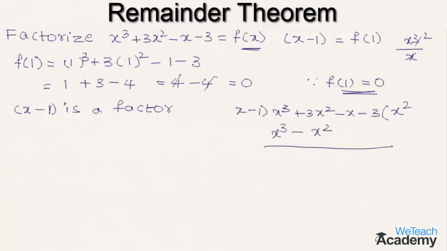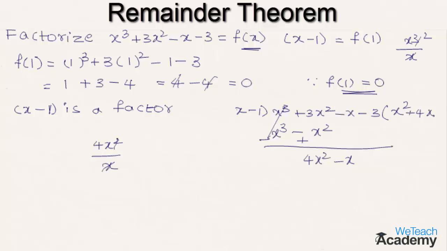Now let us subtract. The additive inverse of x cube is minus x cube, and the additive inverse of minus x square is plus x square. The first terms x cube and minus x cube get cancelled, and adding 3x square and x square we get 4x square. Now let us bring the next term minus x down, and we get the new dividend as 4x square minus x. Let us divide the first term 4x square by the first term of the divisor x. Simplifying, x and x get cancelled, and plus 4x remains, which is the second term of the quotient.